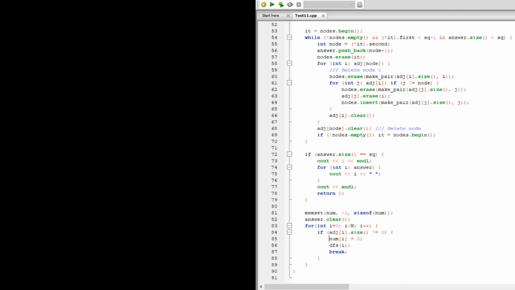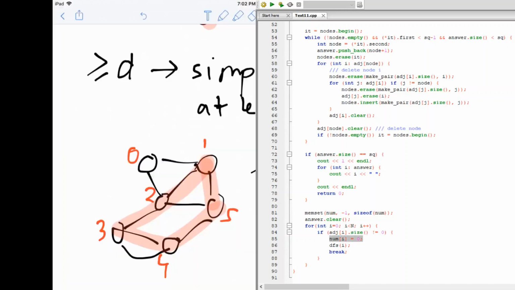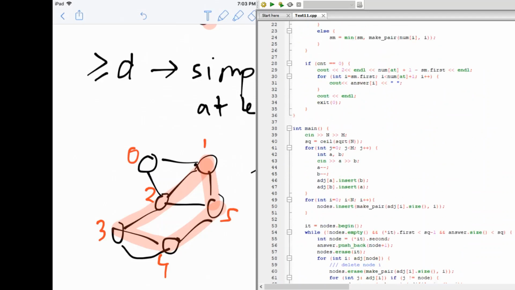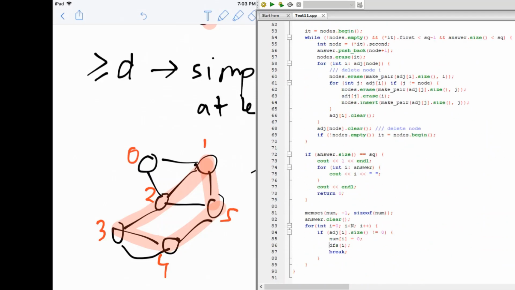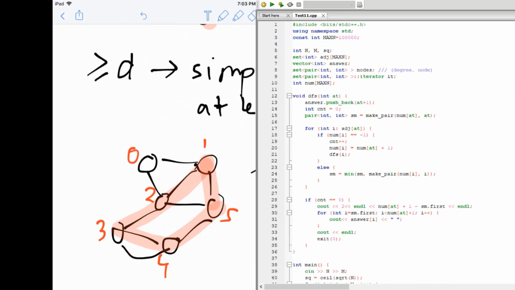If it's not deleted, we set num[i] equal to 0. So that basically sets it as the first one on the path. And then we start DFSing from that node i. And then we break, because we don't want to repeat this for a future one. Actually this break is unnecessary, because DFS ends the program once we found the whole entire cycle. So this break is technically unnecessary.